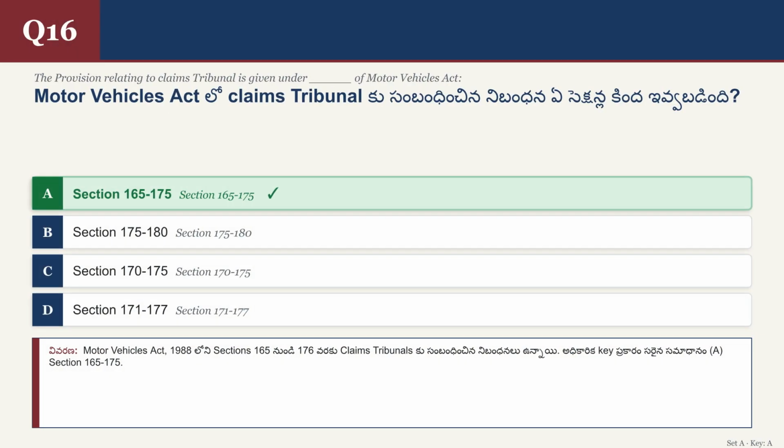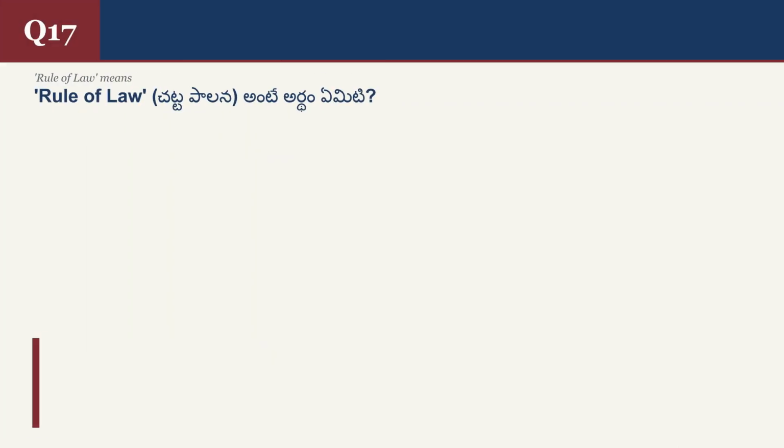Question 16 asks which sections of the Motor Vehicles Act contain the provisions relating to claims tribunals. The correct answer is A, Section 165 to 175. Question 17 asks for the meaning of rule of law.